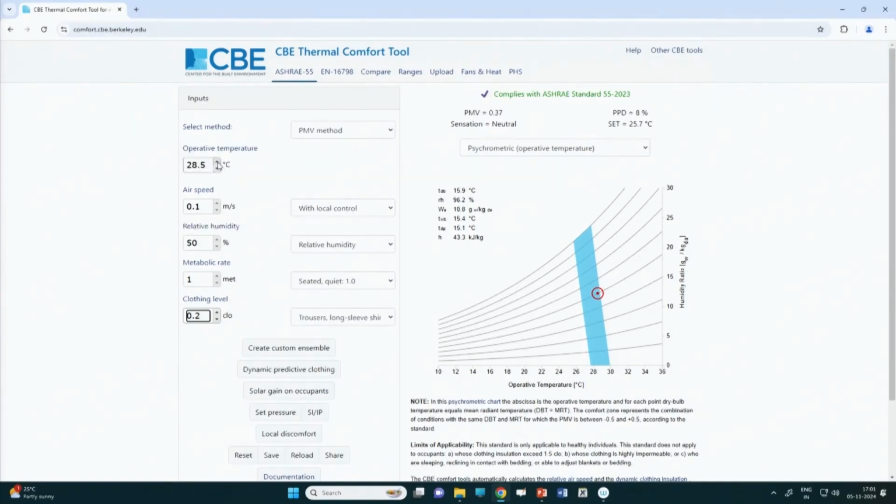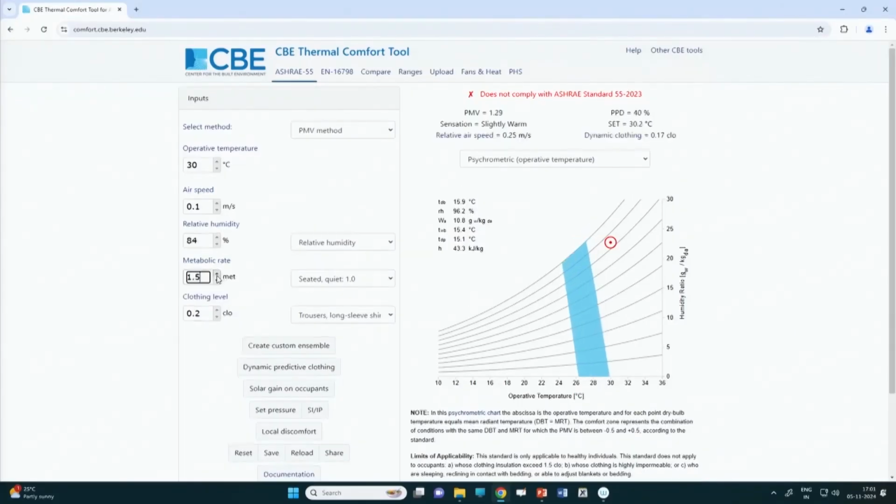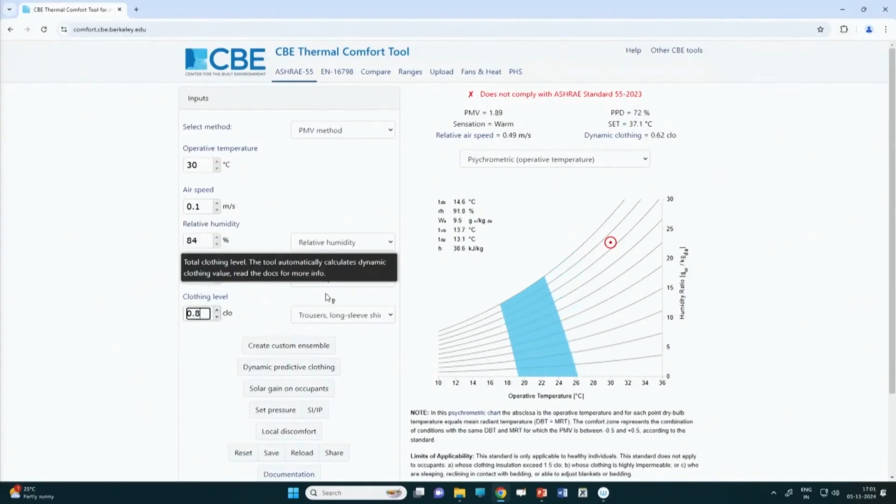Suppose I have increased it further to 30 degrees, and it is a warm and humid climate, almost 84 percent. So, it is a very slightly warm scenario, and if I increase the MET value, I am doing a lot of exercise, then you go further beyond. In that scenario, if you increase the clo value, it will be warm. So, we are doing just the reverse.